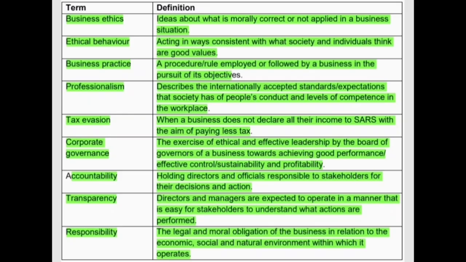Now we move forward to tax evasion. We have to know what is tax evasion. Tax evasion is when a business does not declare all their income to SARS with the aim of paying less tax. That is what we speak about when we speak about tax evasion.